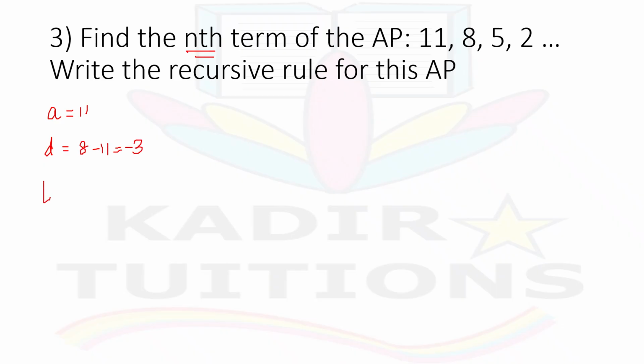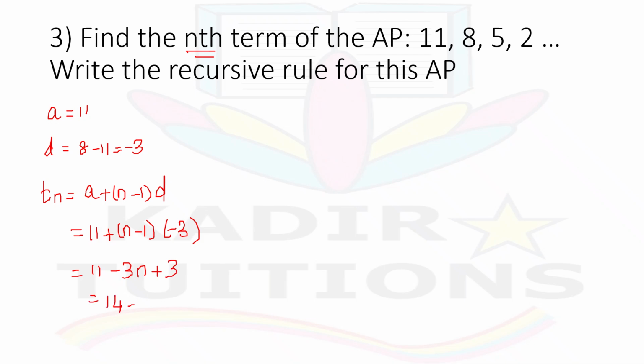So now we can define the nth term using the formula A plus n minus 1 into D. So we know here A value as well as D value. So just substitute and simplify it. So it is 11 minus 3n plus 3. So which is 14 minus 3n. So this is what the nth term of the given AP is. Now still we need to find the recursive rule.